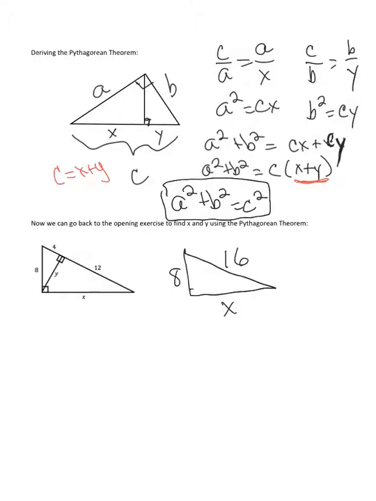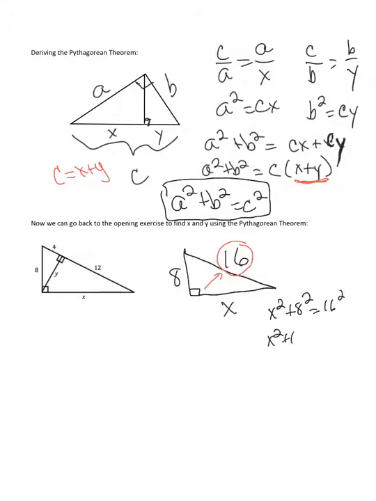So in this case, there's my right angle. You've got to identify which one is c. If you look at the right angle, across from that is going to be the hypotenuse, so 16 has to go on the side by itself. All right, so we have x squared plus 8 squared is equal to 16 squared.